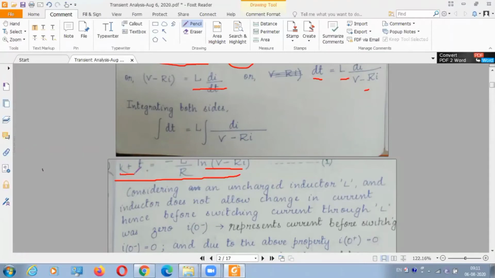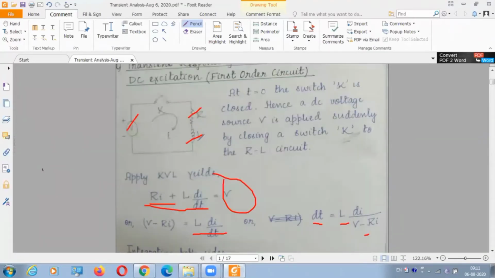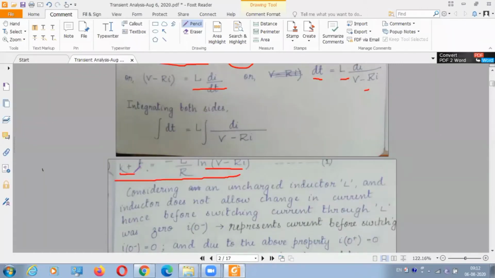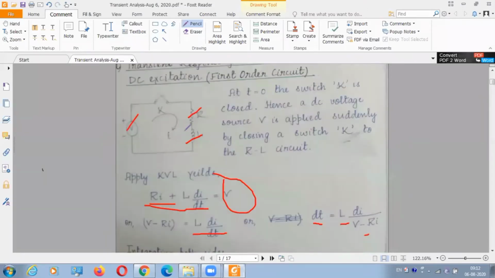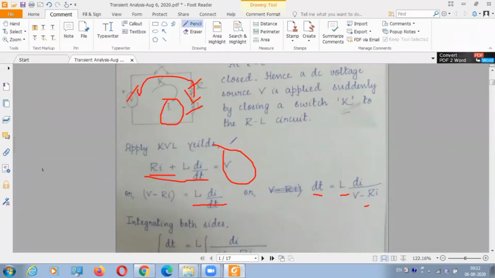Now why does this K term come? Because I have told you that this inductor changes its states. When the switch is on, there is one state of the inductor. When the switch is off, there is another state. So basically there will be an initial condition for the inductor, and we need to get it. Initial condition means t equal to 0. At t equal to 0, the inductor doesn't allow change in current, and I consider my inductor to be uncharged. That means the current through the inductor is 0, so I is basically 0 here.